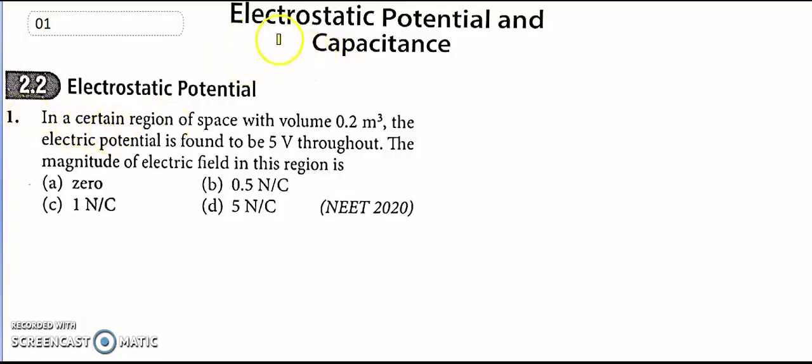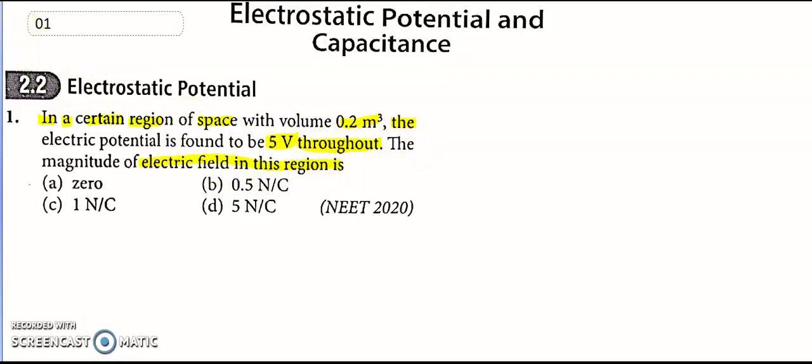Let's see chapter number 2, electrostatic potential and capacitance. So let's see the first question. In a certain region of space with volume 0.2 meter cube, the electric potential is found to be 5 volt throughout. That is 5 volt. The magnitude of the electric field in this region.